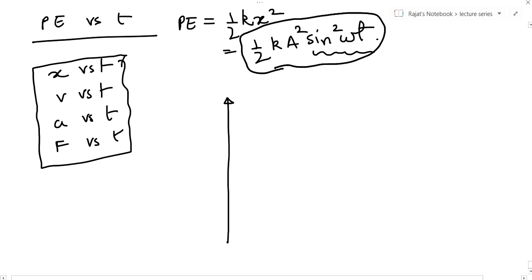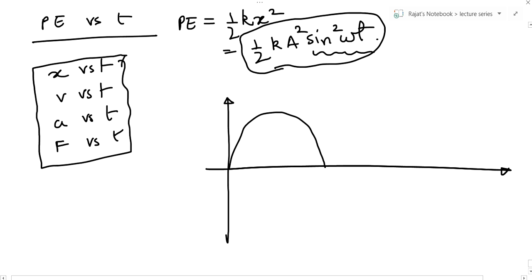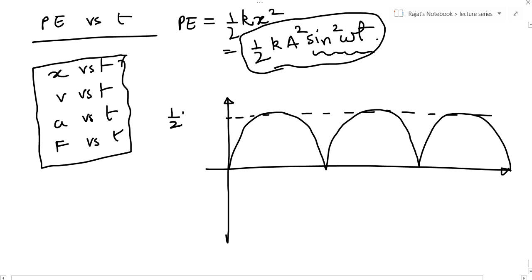So if you draw the graph of potential energy, it will vary like this. And these are the peak values. It will be half k a square. Okay, so this is the maximum value, and you can draw this point intuitively.